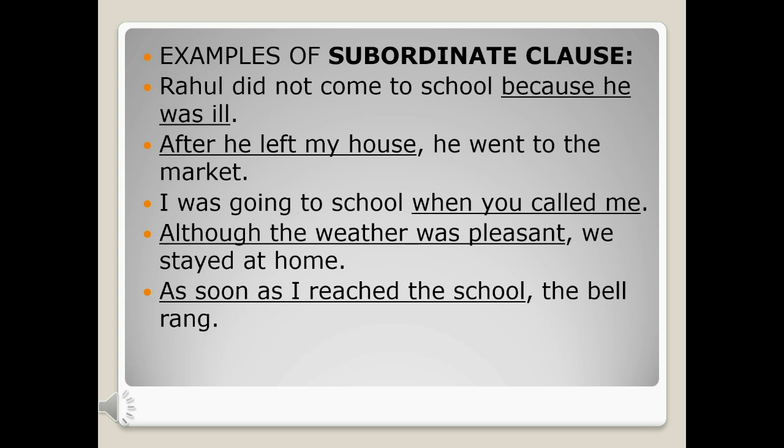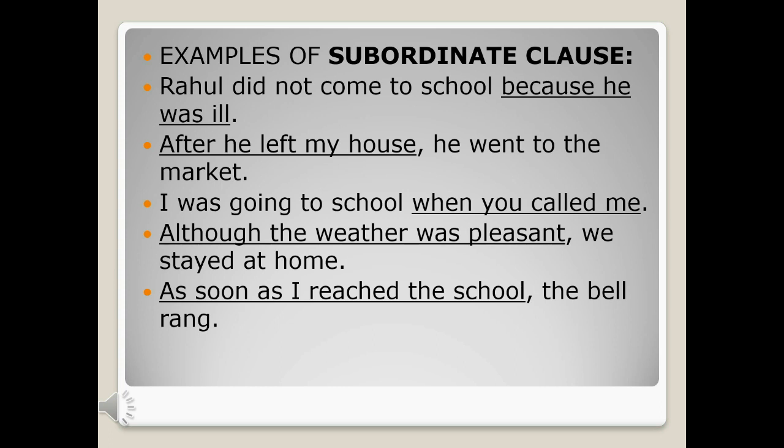Number 1. Rahul did not come to school because he was ill. In this sentence, there is a main clause, Rahul did not come to school, and a subordinate clause, because he was ill. In the first clause, Rahul did not come to school, Rahul is the subject and come is the verb, and this clause gives complete meaning. So it is a main clause.